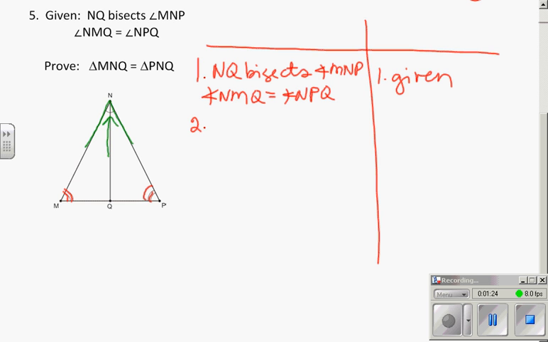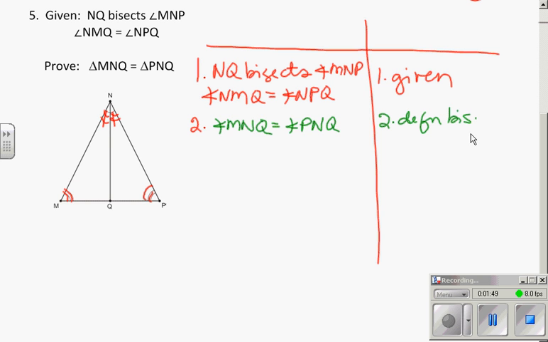If I remember my definition of bisector, that means it cuts it exactly in half. So that means that angle MNQ is equal to angle PNQ by definition of bisector. That's what that piece of given gives me when I'm working my proof. So then I'm going to go ahead and I'm going to mark that angle.